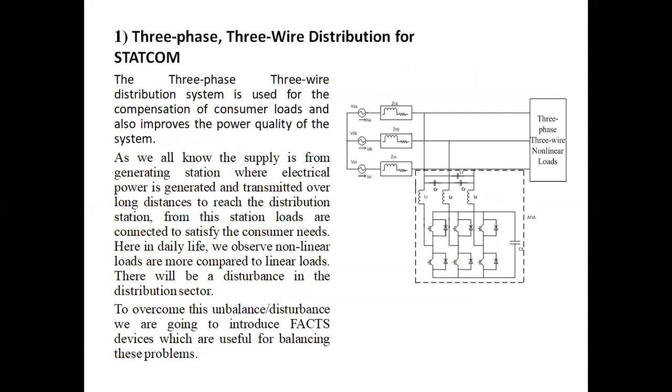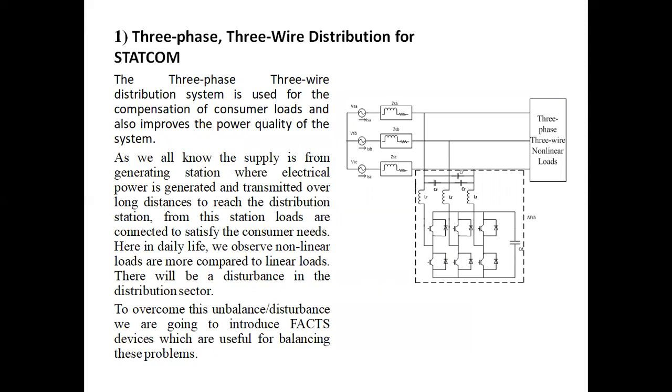The first topic which I am going to explain is the three-phase three-wire distribution system for DSTATCOM. There are three-phase four-wire distributions also, but I am going to explain the three-phase three-wire distribution. This system is used for the compensation of consumer loads and also improves the power quality of the system. As we all know, the supply is from the generating station, where electrical power is generated and transmitted over long distances to reach the distribution station. From this distribution station, loads are connected to satisfy the consumer needs.